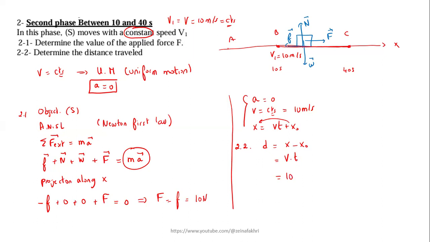Now, regarding the time, we have to be careful. I cannot take the 40 seconds, and I cannot take the 10 seconds either. What is meant here is the duration of this phase. So how much time did it take to move from B to C? The duration is 40 minus 10, which is equal to 30 seconds. So now I know that the distance traveled is equal to 300 meters. So this is the distance, D2, the distance from B to C.